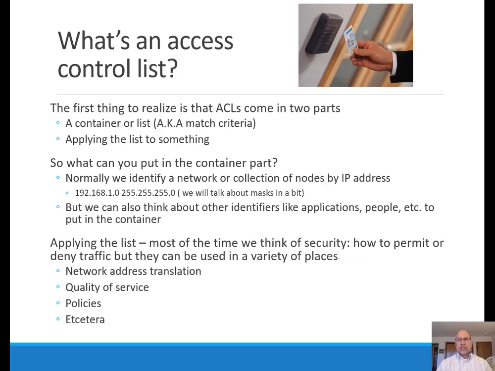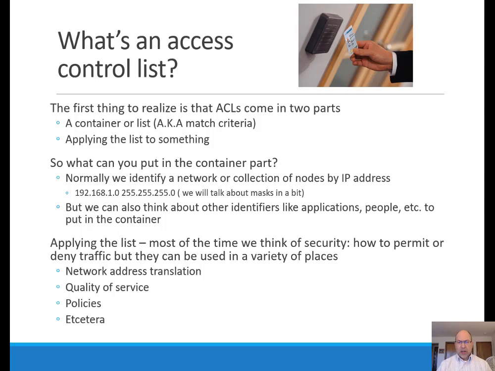Now, the first thing to realize is that an access control list comes in two parts. And the first part is a container or a list. It's just a collection of rules that we're going to use to specify traffic or applications. And then the second part is we're going to apply that list to something. The most common thing we apply it to is interfaces, but as we'll see here in a little bit, we can apply them to a lot of things.